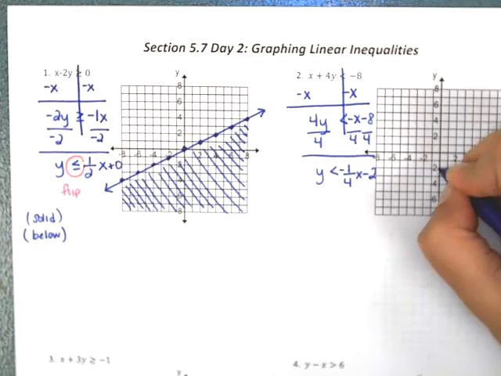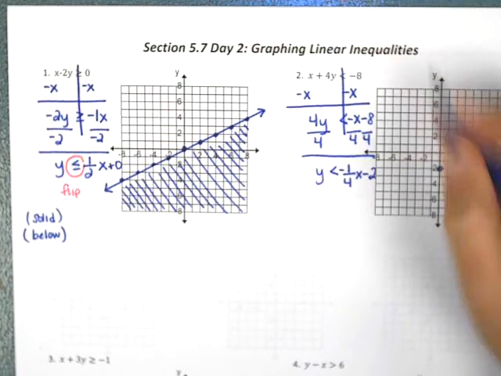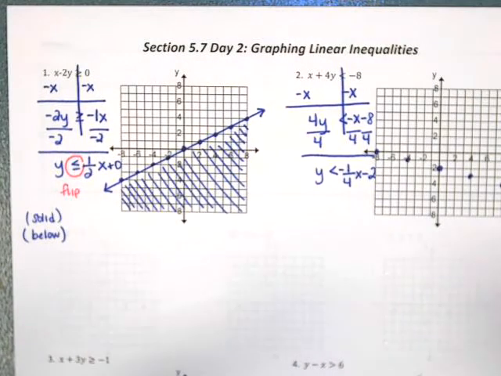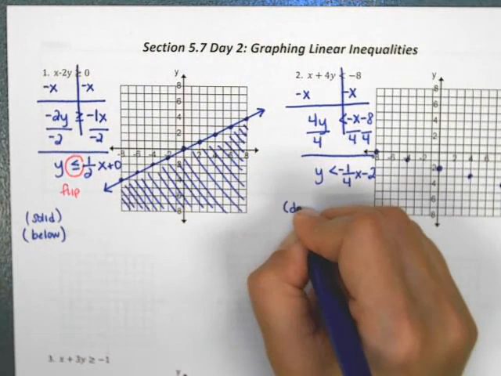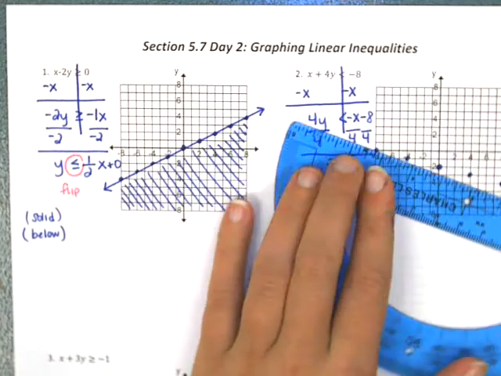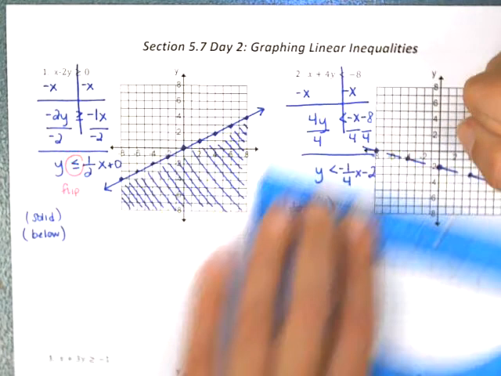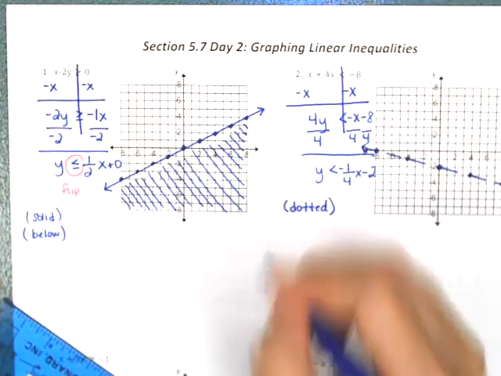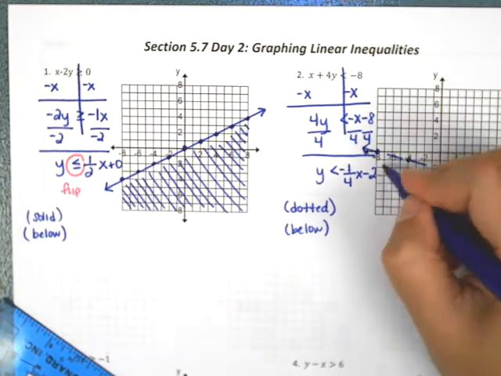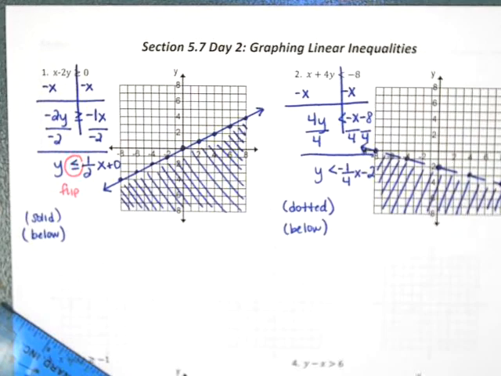Now I'm going to begin on the negative 2, down 1, right 4, down 1, right 4, up 1, left 4, up 1, left 4. I'm going to make this a dotted line, and the reason I'm making this a dotted line is because there is no equal to here. So in other words, I'm going to line up my straight edge just like normal, but when I draw the line, I'm just going to make spaces in it. Now I'm going to shade below, and the reason I'm going to shade below is because it's a less than. So below the mountain, below the hill, just downstairs basically.